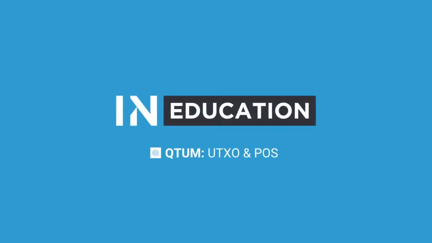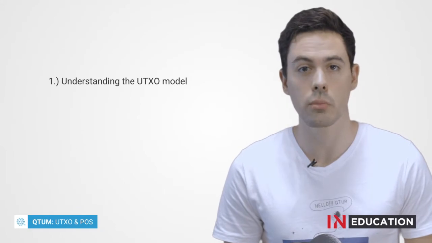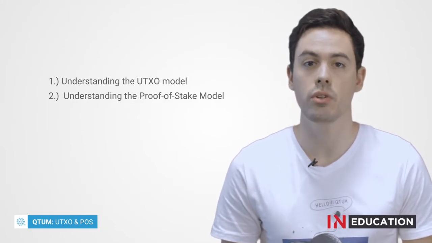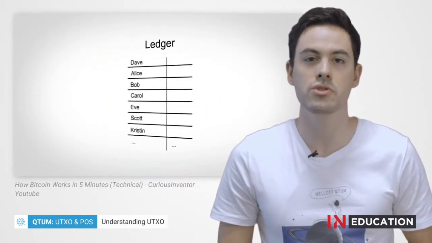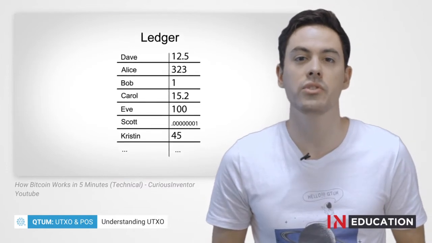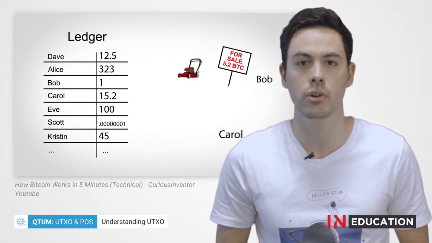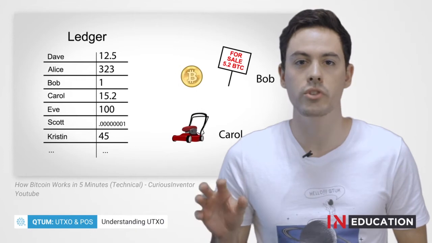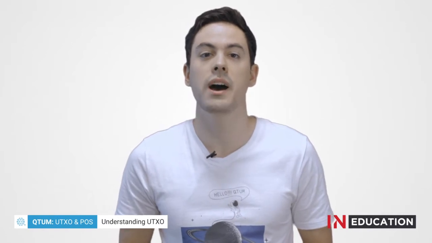In this video, we'll be delving into a deeper understanding of the quantum blockchain, with a focus on understanding two components that the quantum blockchain is built on: understanding the UTXO model and understanding the proof-of-stake model. UTXO, or Unspent Transaction Output Model, is the accounting system that is implemented in the Bitcoin network. Qtum uses a copy of Bitcoin's code to implement UTXO. The UTXO model was the first blockchain model and is a fundamental element of how Bitcoin works.